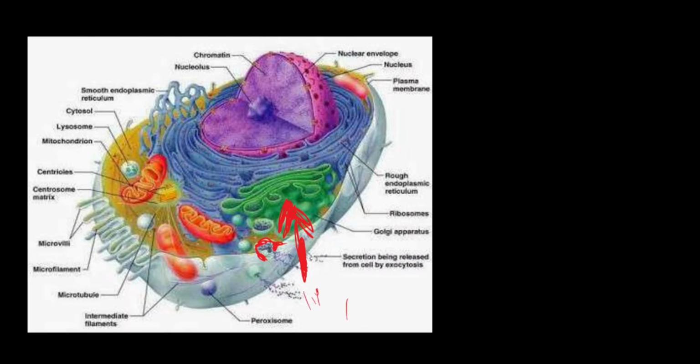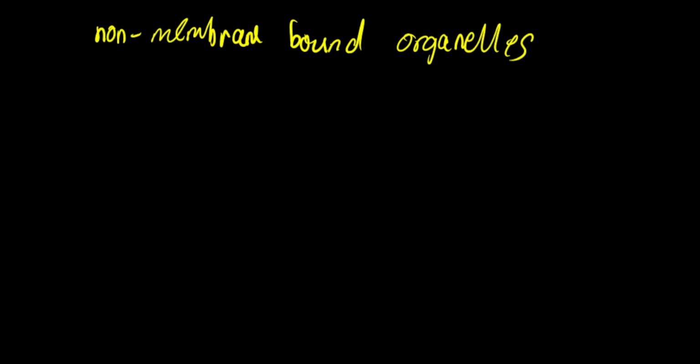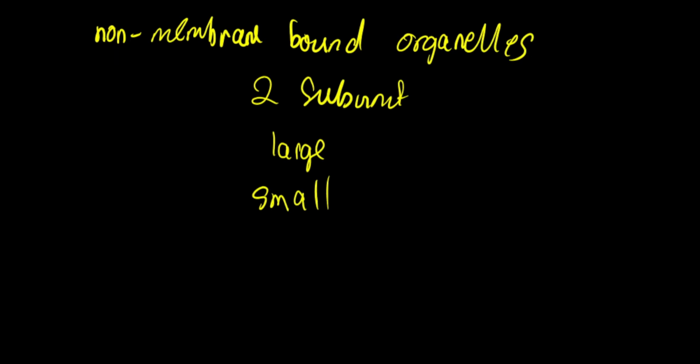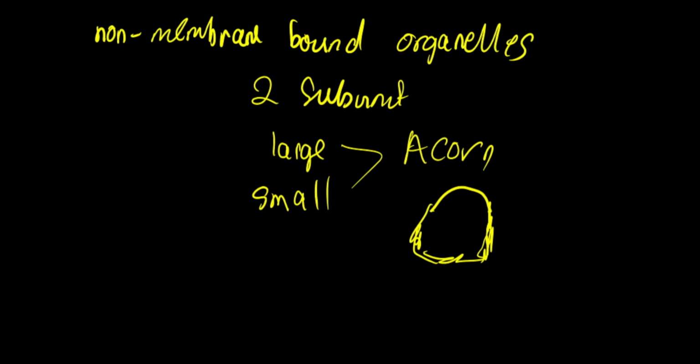The next organelle we'd be considering would be the ribosomes. Now, the ribosomes are non-membrane bound, and they are made up of two subunits, a large subunit and a small subunit. These subunits fit together like an acorn. Okay, so we have something like this. This would be the large subunit and this would be the small subunit.